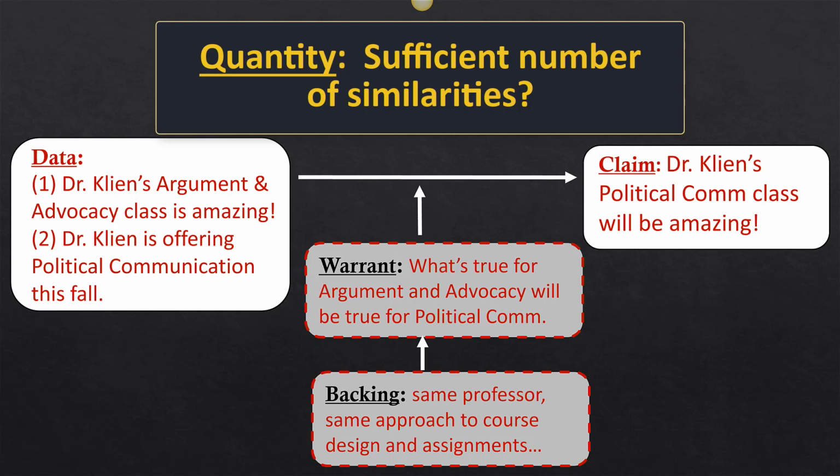Now, this is where the backing would need to come into play. You would need to establish, in order to justify the reasoning in parallel case, that they have enough similarities that you can make that one-to-one comparison. So, we have a number of similarities here. The same professor is teaching the class.